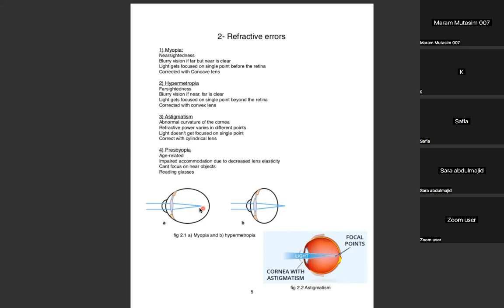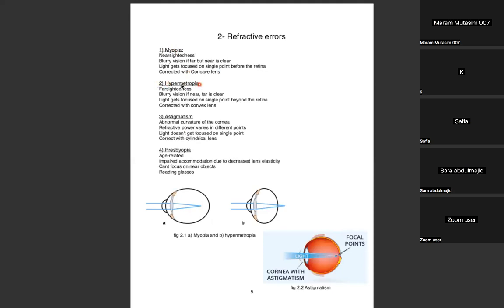So basically the normal thing is that when light all connects into one dot, that happens inside the retina. If it doesn't happen that way, you'll have problems with vision. So with nearsightedness or myopia, light makes a connection before it reaches the retina, and that's why you can't see far things. If something's near, that'll correct itself. We correct it with a concave lens, so glasses are concave. Super important that you know and memorize these things because they come in the exam a lot. So in myopia the problem is that light gets focused on a point before entering the retina. It's corrected with a concave lens.